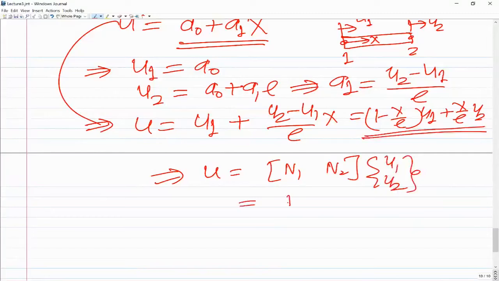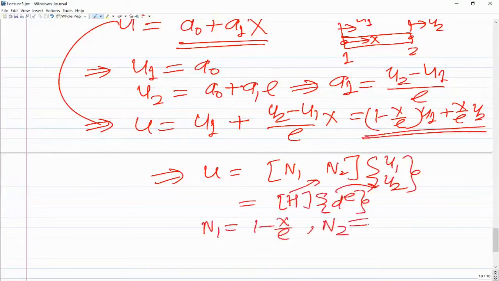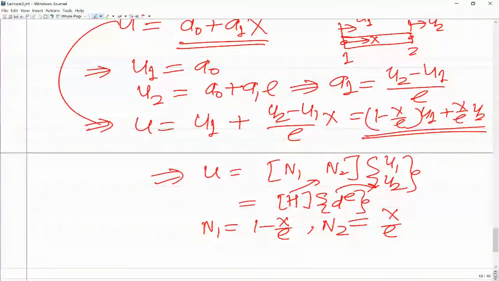This is the interpolation matrix H, and this is the vector of elemental degrees of freedom D. H is the interpolation matrix and D is the vector of elemental degrees of freedom. N1 and N2 are the shape functions. N1 is 1 minus X by L and N2 is X by L. You know some of this terminology, so I'm not writing that. N1 and N2 are the interpolation functions, H is the interpolation matrix, and D is the vector of elemental degrees of freedom.